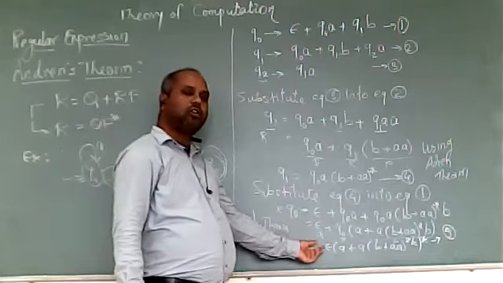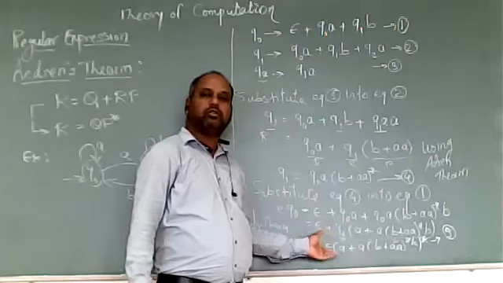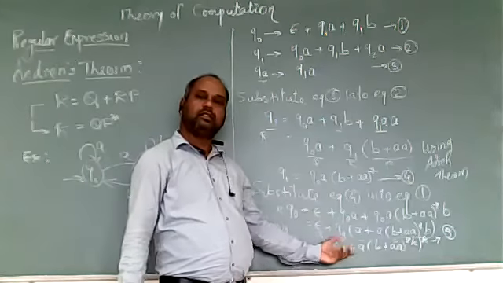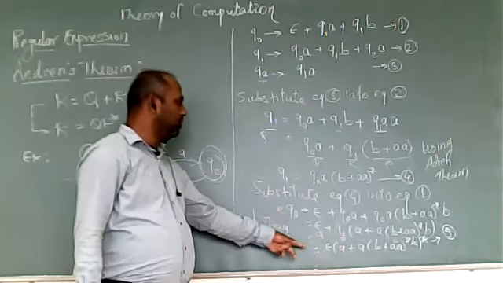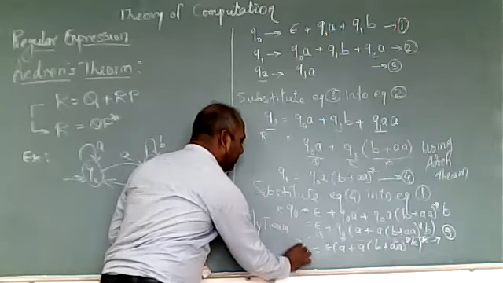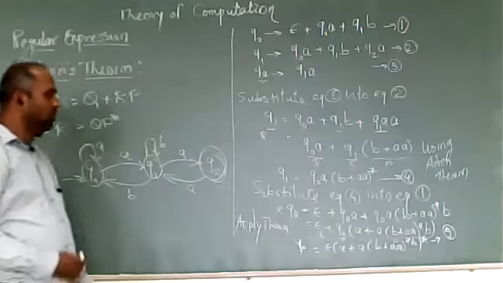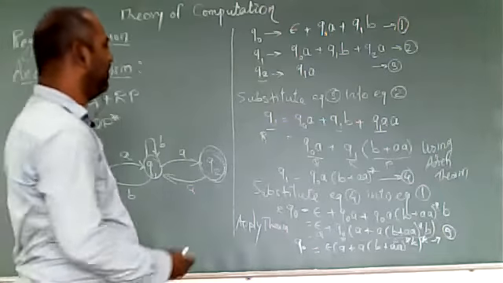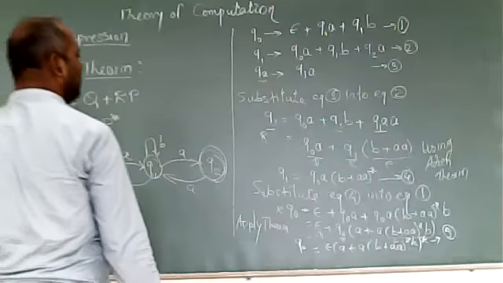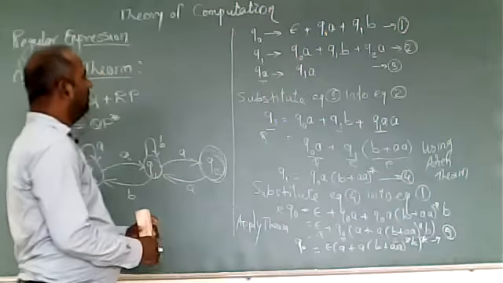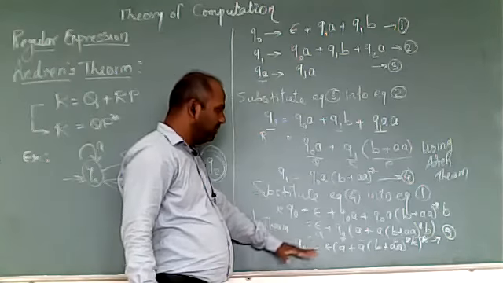Now epsilon dot anything will be the same thing. So ultimately this Q0 will become this. Q0 equals this. So now for Q0 we have the complete regular expression. This is equation 5. So till now we have come to the end of the regular expression for Q0 by solving this.